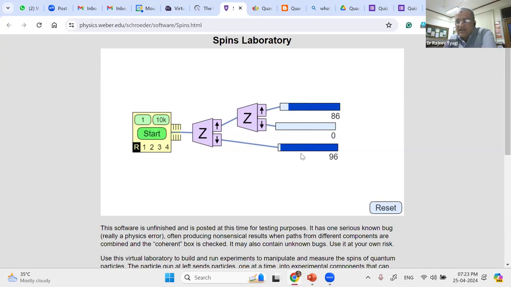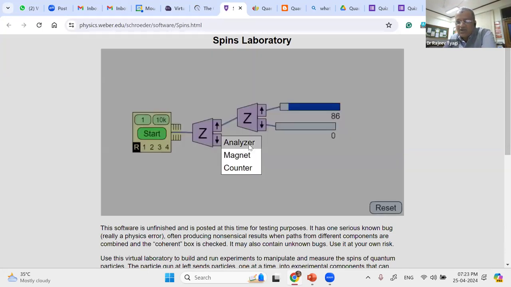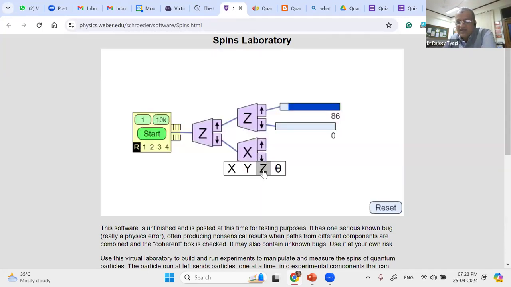If you want, I can remove this and I can put a Z, and change it to Z by clicking over it, and then count these. You will see only, I should first reset it. Patience. Okay. Now you start again. Now you see the spin up goes and they remain spin up. The spin down, they remain spin down.